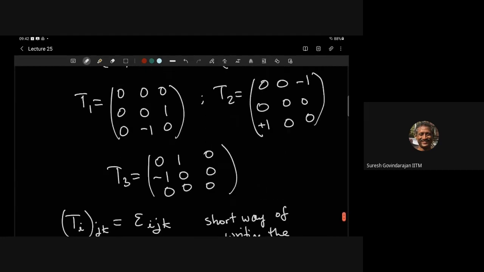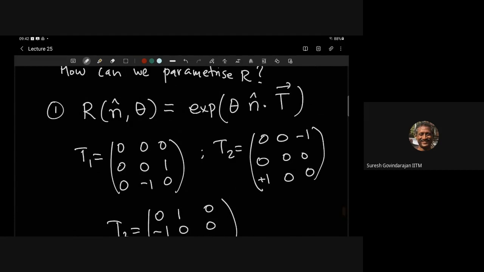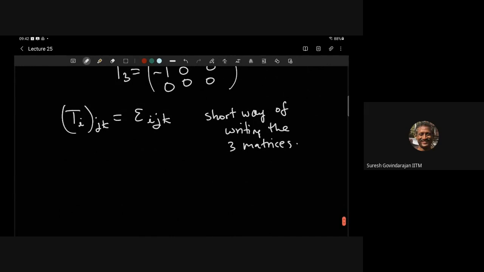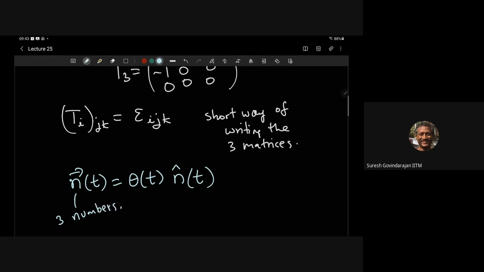Now where is the time dependence? So R depends on time, and where should the time dependence come from? Anybody? Any ideas how we could put time dependence in the story? Theta. Theta, only theta? Even n can change. So that's correct. Theta also, that's correct. So for simplicity, I'll define some vector n of t, which is theta of t times n hat of t. So this is three variables, three numbers.